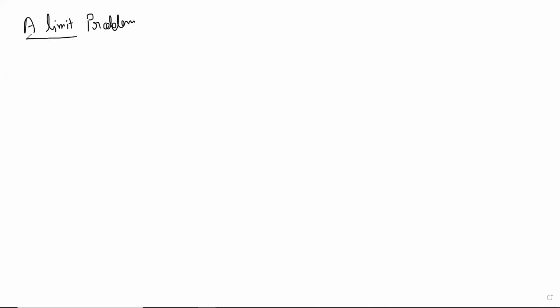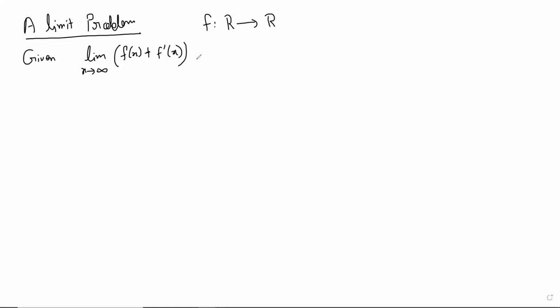Yeah, so let's start with this limit problem. So here we have given, first of all, a function f that is from R to R, just the usual R to R. Now it is given that the limit as x becomes very large of f(x) plus f prime(x). So f is differentiable, it's assumed. This limit is given to exist.